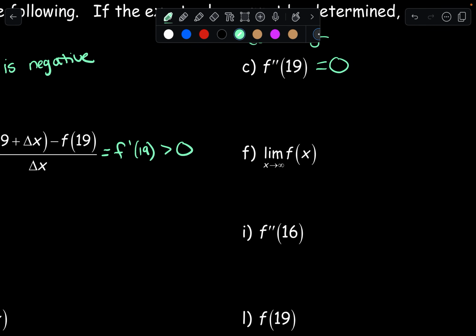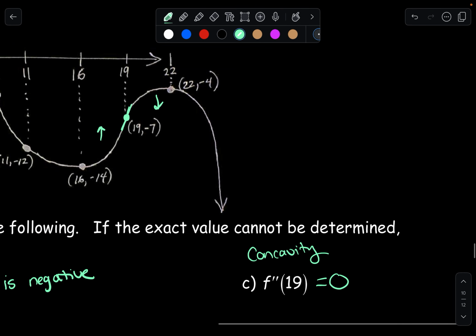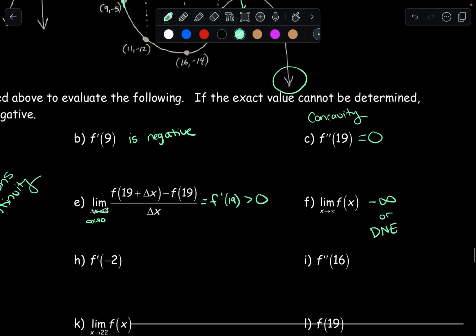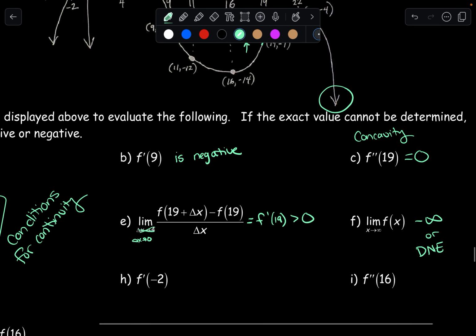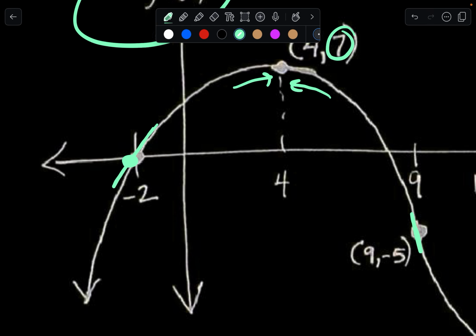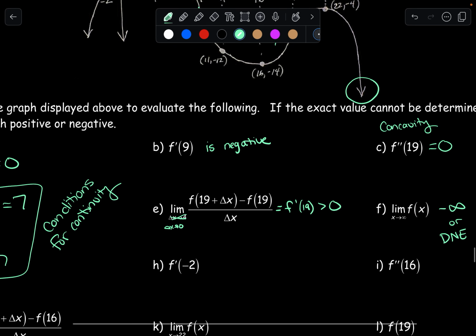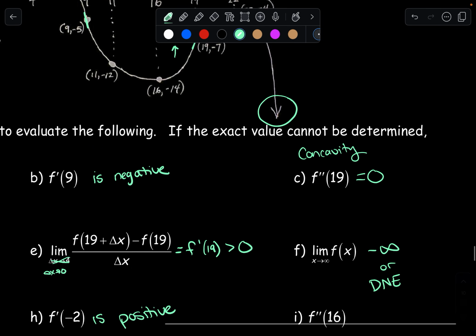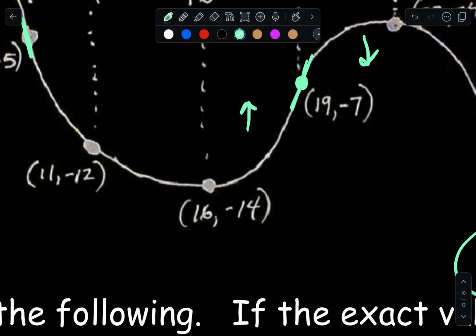F is going to be the limit as x approaches infinity for f of x. If we look at this, it is decreasing in value, so that means it is negative infinity or does not exist. Both are acceptable. All right, part H is f prime of negative 2. Again, because it's the first derivative, we are looking at the slope of the tangent line at x equals negative 2, and it is going to be positive or greater than 0.